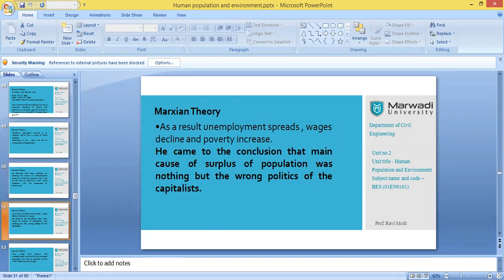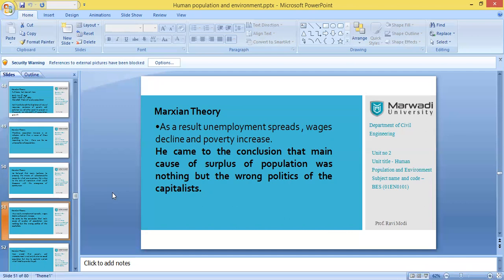As a result, unemployment spreads, wages decline, and poverty increases. All these three points are connected to each other. When there is a lot of unemployment in the population, wages always decline, because people will be willing to work at a lower wage also. And it will directly or indirectly give rise to poverty.